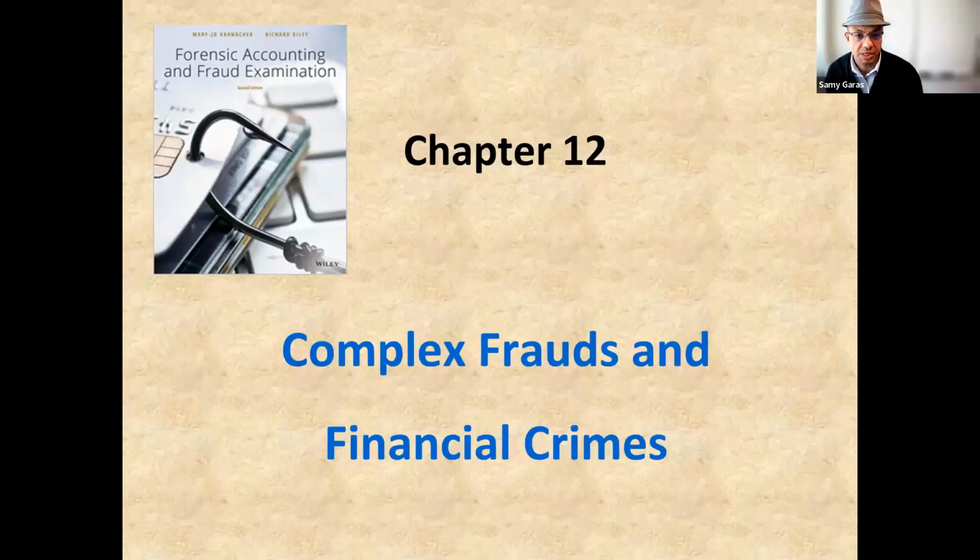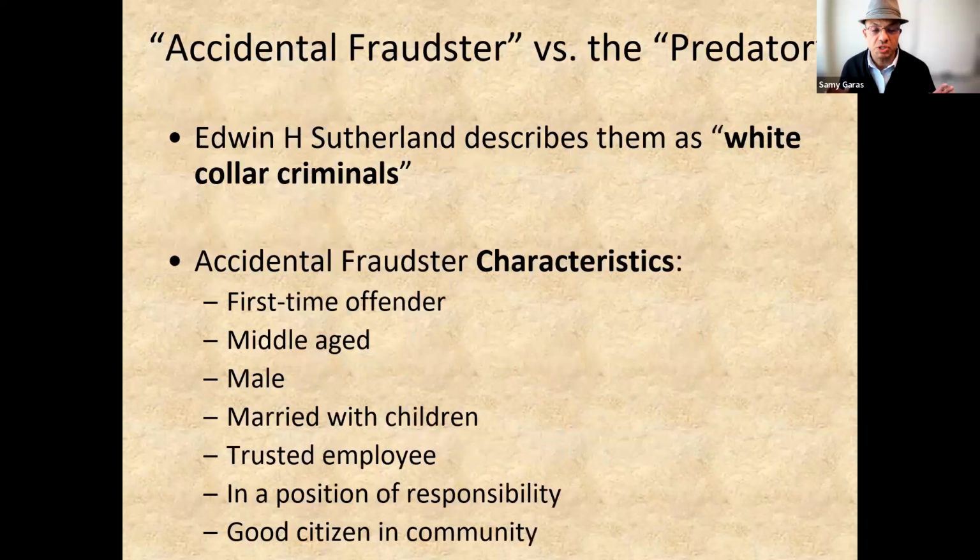So with this quick introduction, let us jump to chapter 12, which will talk about complex frauds and financial crimes. Before we dive into the types of crimes that are complicated, especially in the financial industry, we need to differentiate between two different types of criminals. One, we call the accidental fraudster, the other one, the predator.